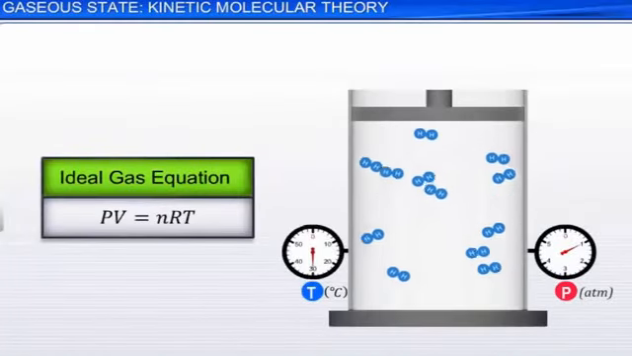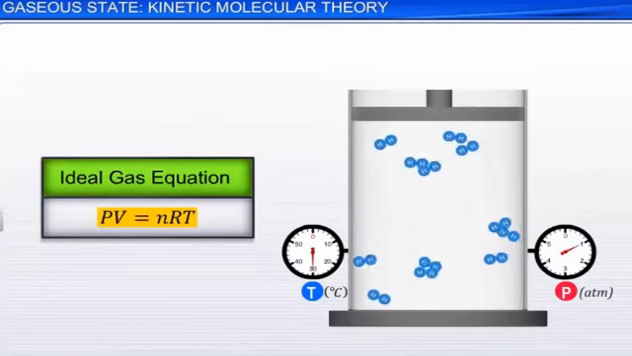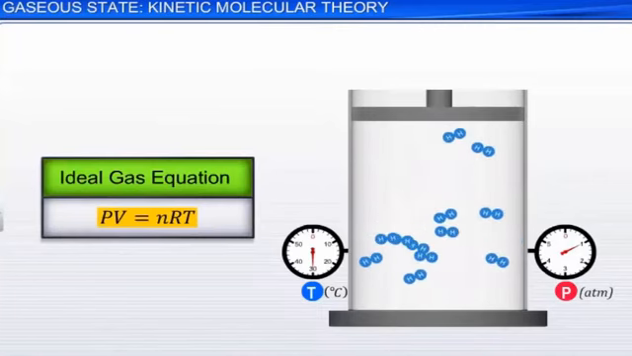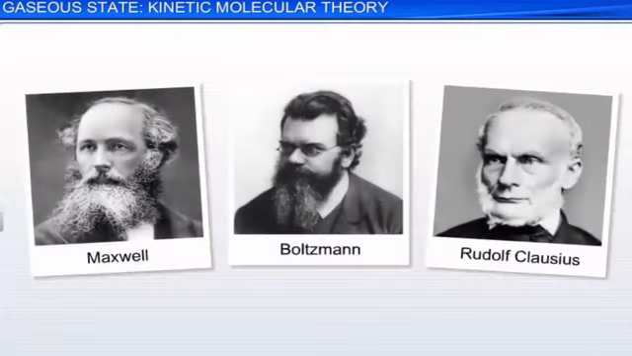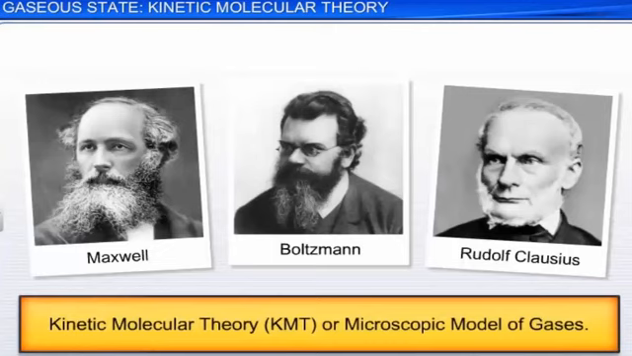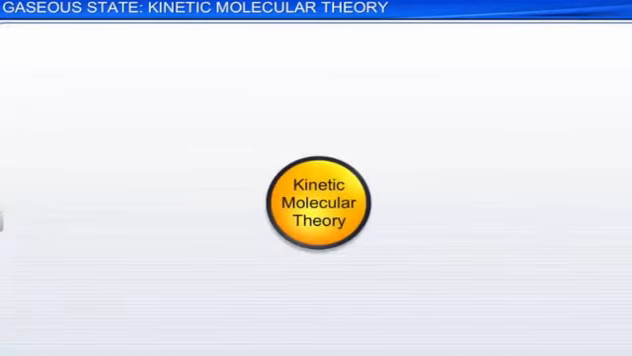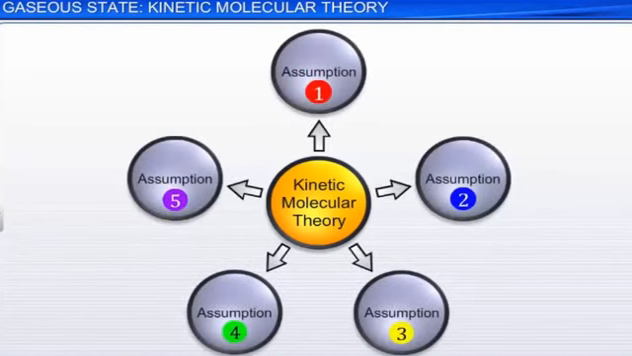We have learned that the ideal gas equation describes the behavior of gases based on experimental observations. To understand the behavior of gases at the molecular level, scientists developed a theoretical model called kinetic molecular theory, KMT, or microscopic model of gases. Kinetic molecular theory is a set of 5 assumptions that describes the behavior of molecules in a gas. Let's discuss the assumptions and how they are justified in detail.